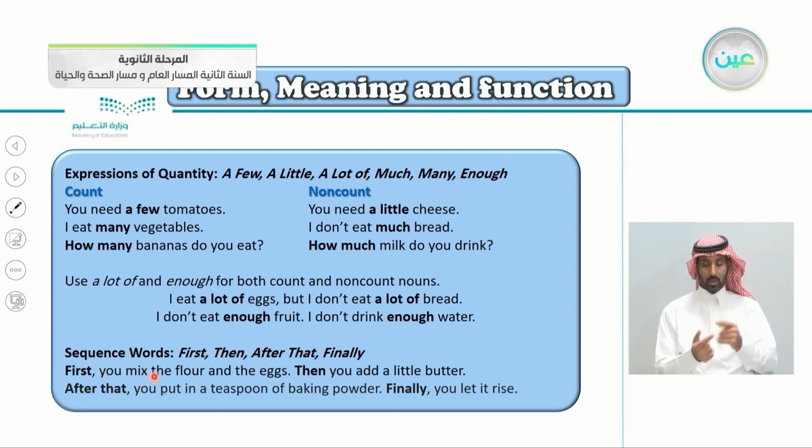First, you mix the flour and the eggs, then you add a little butter. After that, you put in a teaspoon of baking powder. Finally, you let it rise. So these are steps for cooking something here.